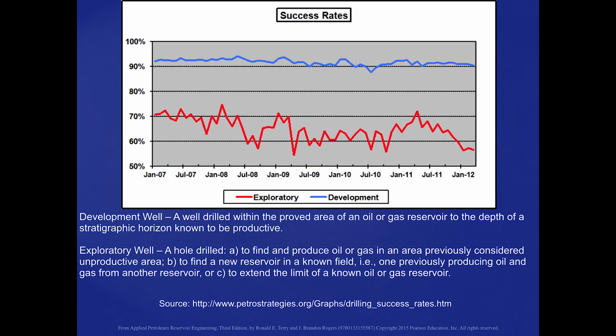If it's an exploratory well, near a reservoir that we know has been producing, our success rate is not as good, as you can see in this slide. Many years ago, our success rate was even much less than this. It was 1 out of 7 or 1 out of 11 wells would be successful.